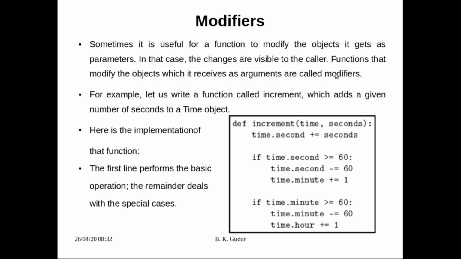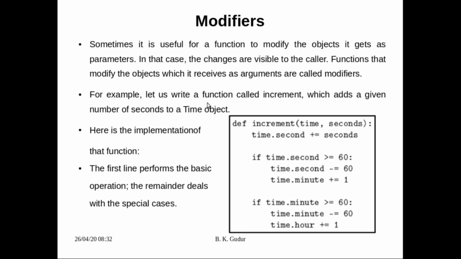Remember, the functions that will not modify the objects which they get as arguments are called pure functions, whereas functions that modify the objects which they receive as arguments are called modifiers. Modifiers, the name itself indicates that these functions are going to modify the objects which they get as arguments.